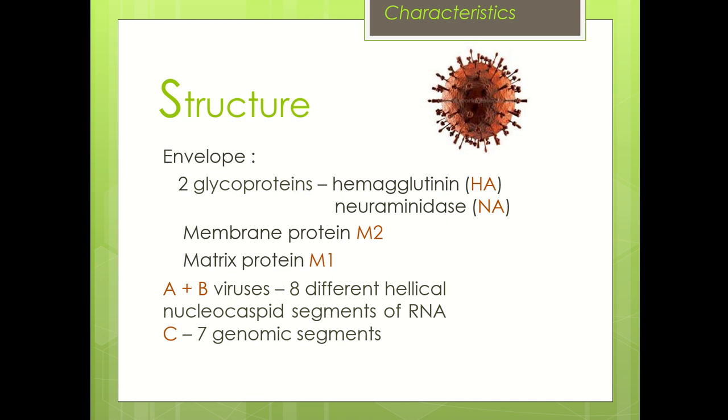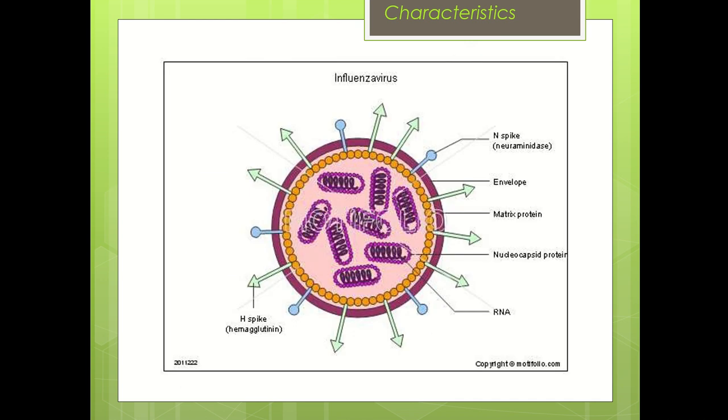Type A and type B viruses contain 8 different helically coiled segments of RNA along with nucleocapsid proteins, whereas type C influenza contains 7 genomic segments of RNA. And this is the structure of the virus.